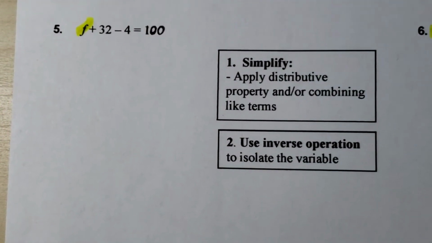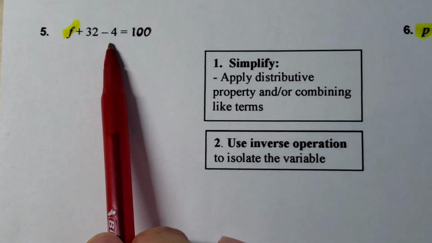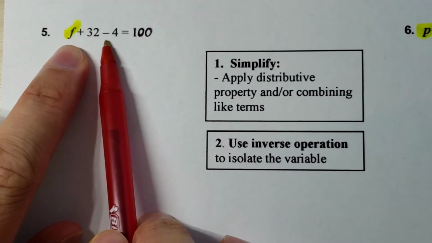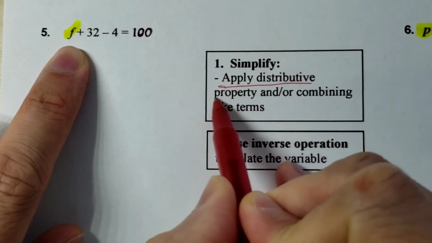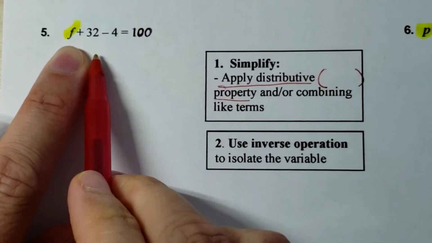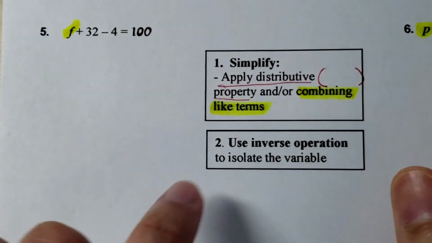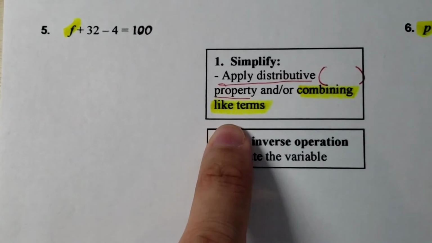Now, in here, it says f plus 32 minus 4. So what should we do? We can't add or subtract first because one's addition, one is subtraction. So we do this. When you say apply distributive property, is there a number there that we can multiply inside the parentheses? There's no parentheses. What we can do is combine like terms. Again, like terms means that the terms have the same variable and the same exponent, or both are constants. Constants means they're both numbers.